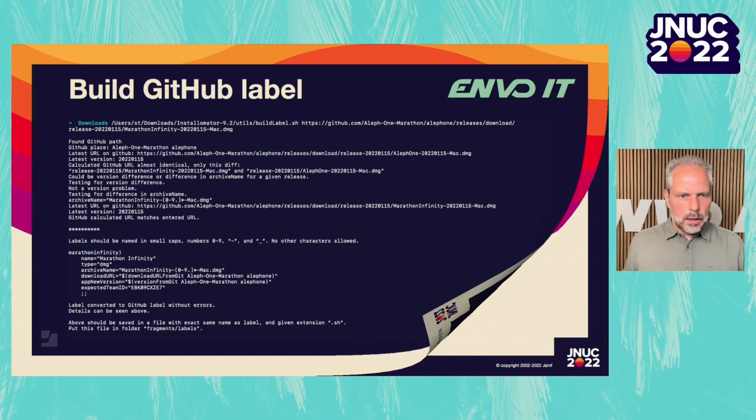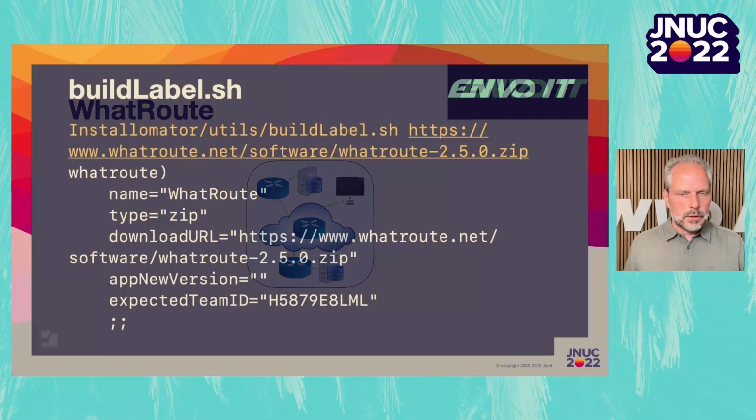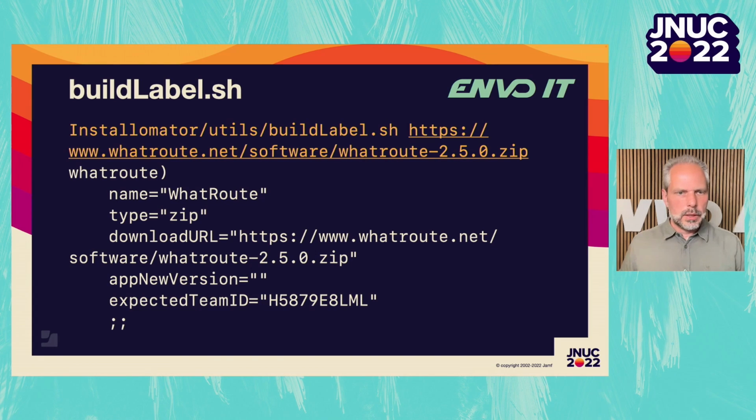All right. So let's look at an example here. I have found a software called WhatRoute, and I want support for this software. This is a networking utility software. We have a URL for this download. We can see in this URL, it's including the version number 250. And I just provide this to the build label.